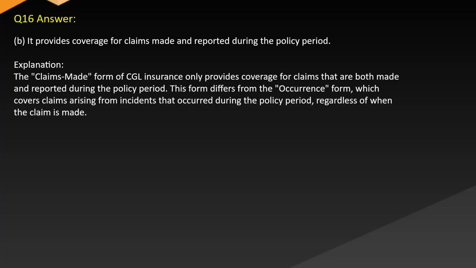Answer: B. It provides coverage for claims made and reported during the policy period. Explanation: the claims made form of CGL insurance only provides coverage for claims that are both made and reported during the policy period. This form differs from the occurrence form, which covers claims arising from incidents that occurred during the policy period, regardless of when the claim is made.